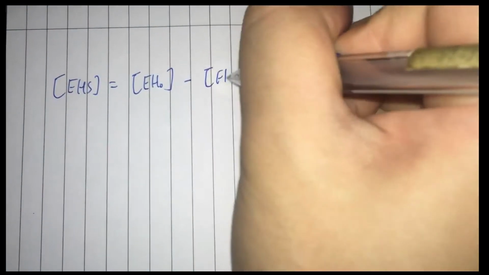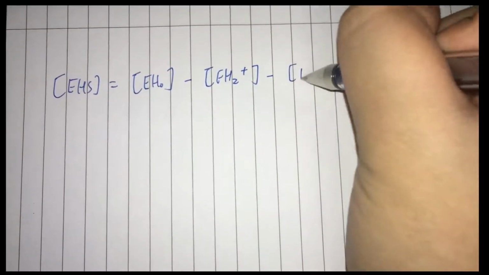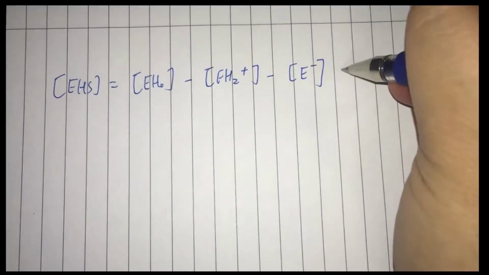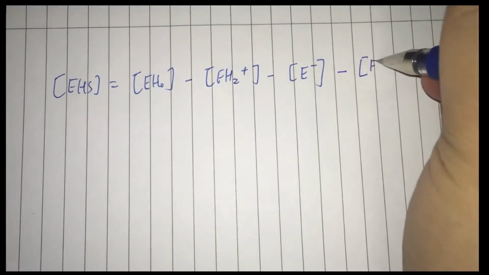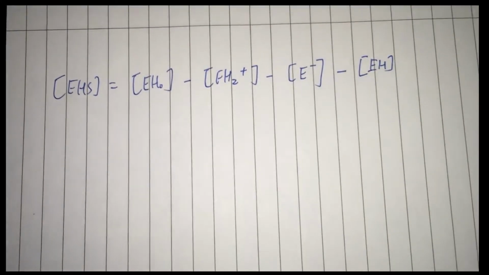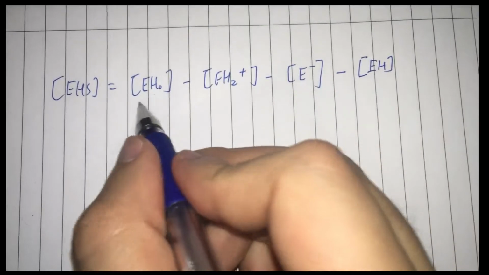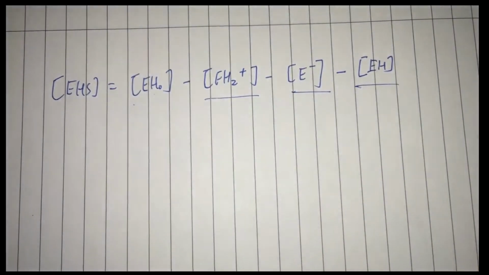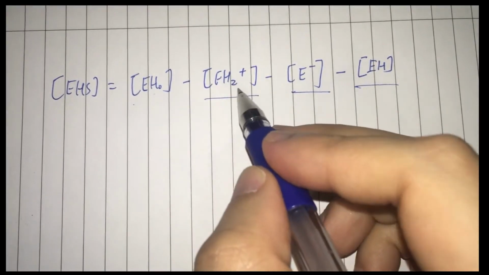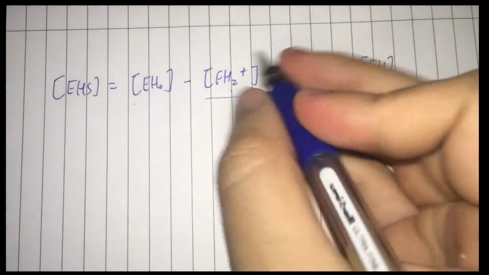So next one, EHS equals, excuse me, EH naught minus EH2 plus minus E minus minus EH, which is the standard free enzyme. Okay, so we need each of these. This one we'll probably know. We'll have to get these three to get what we want. So we'll have to sort out the acid and alkaline ones first.